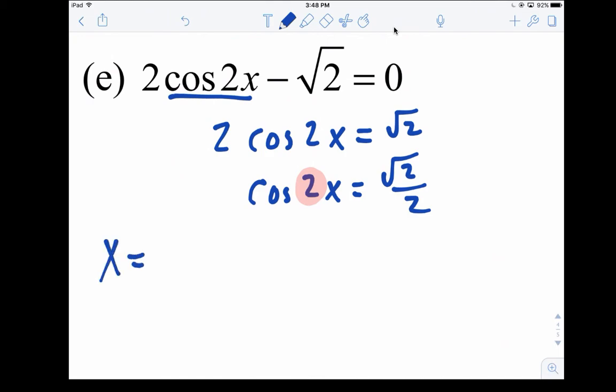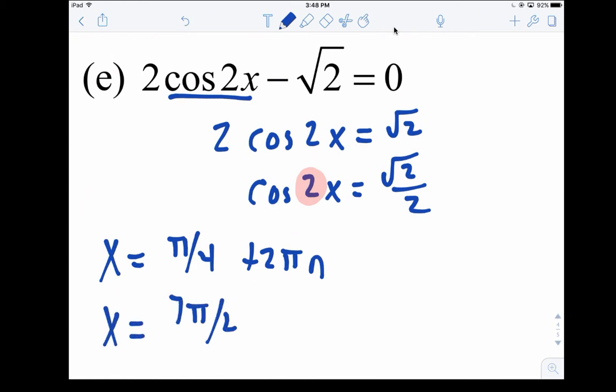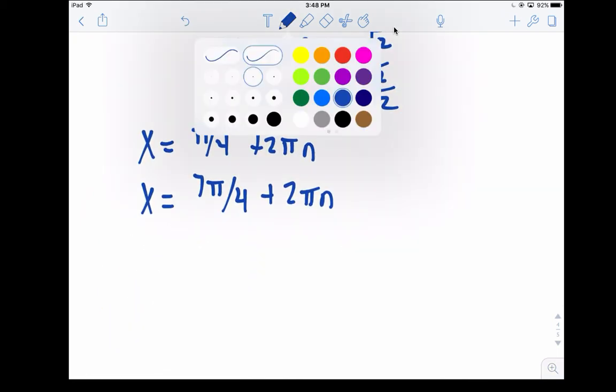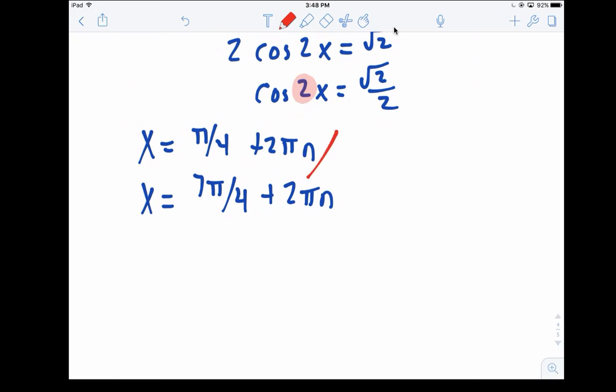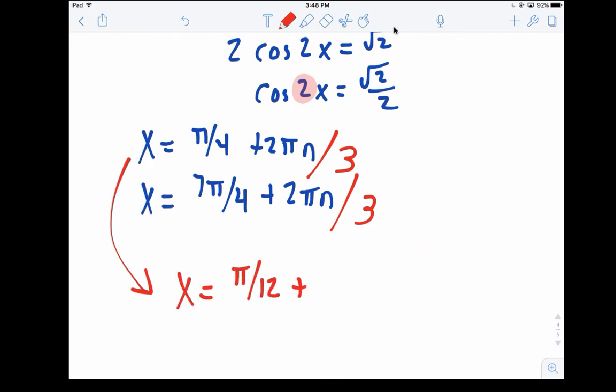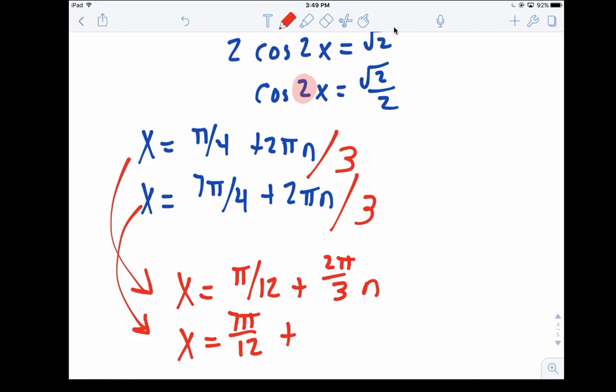So that would be x equals pi over 4 plus 2 pi n, and then you have x equals 7 pi over 4 plus 2 pi n. Alright, now what you're going to do is take both of those solutions and divide them by 3. Okay, so pi over 4 divided by 3 is pi over 12 plus 2 pi over 3 n. Make sure you divide both terms. And then the other one is going to be x equals 7 pi over 12 plus 2 pi over 3 n.